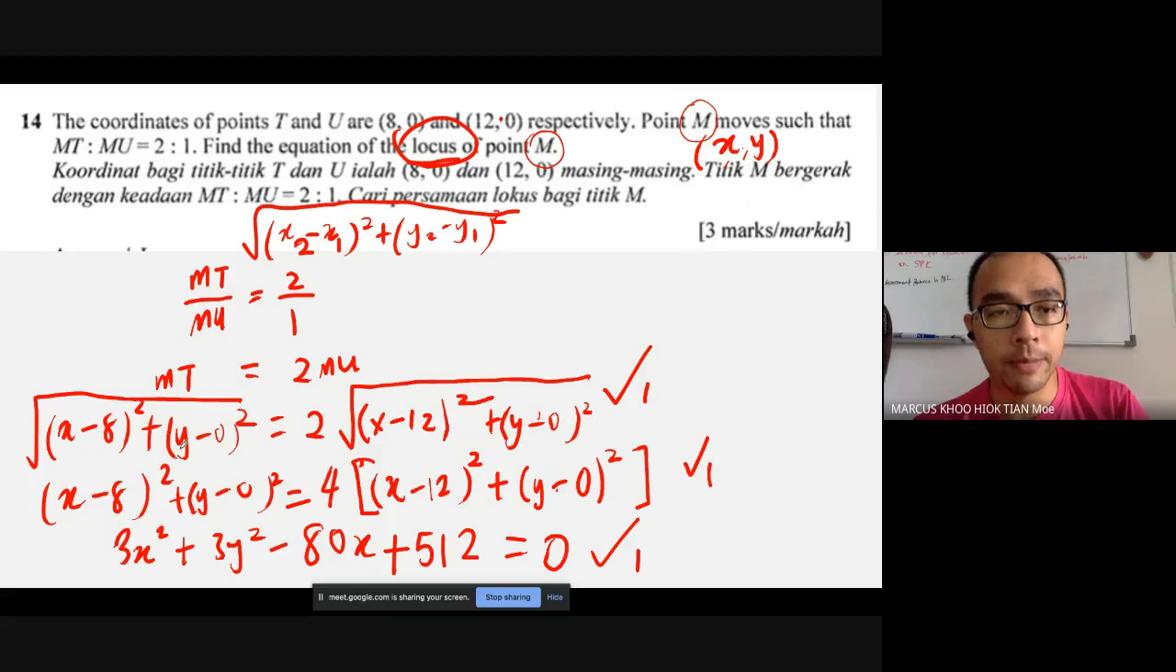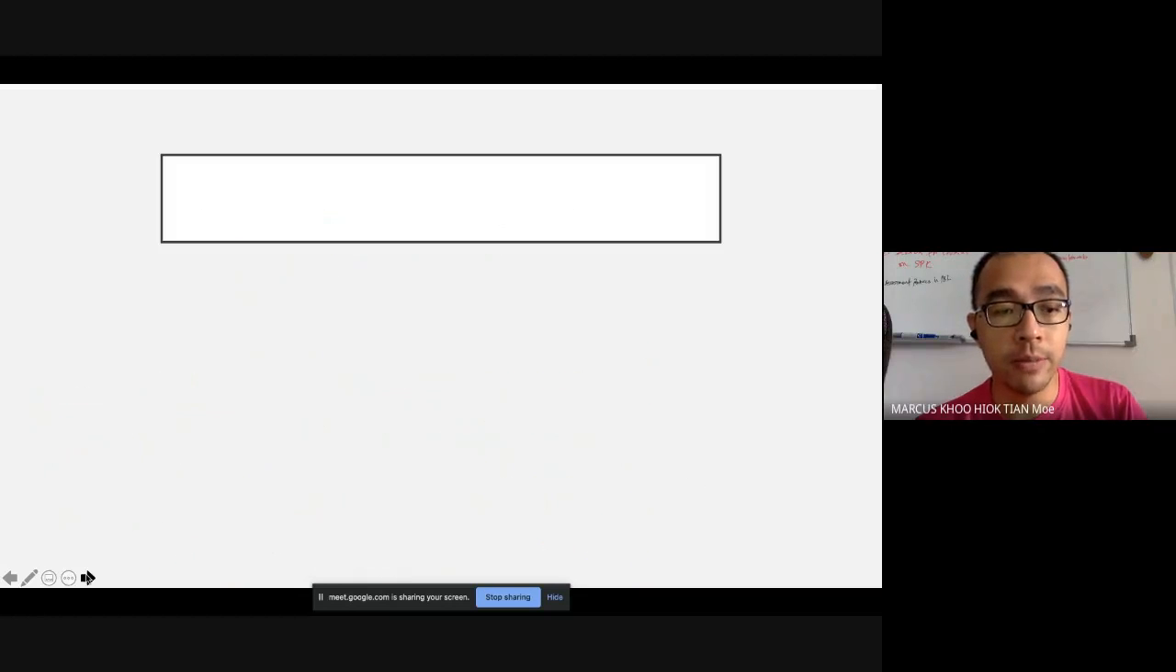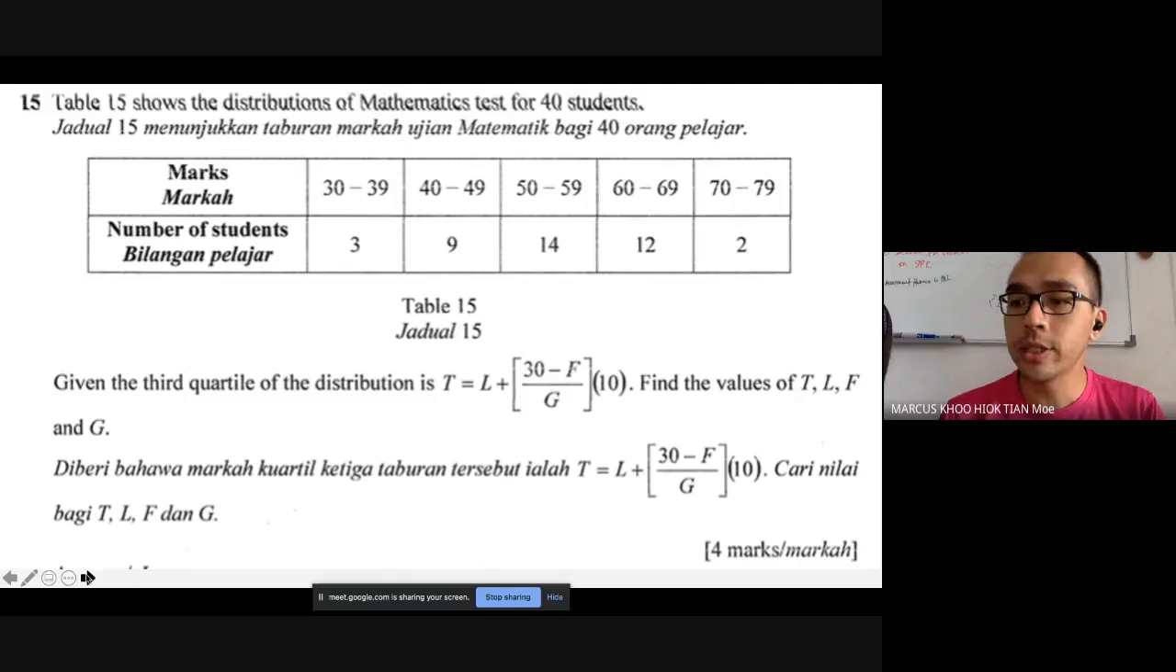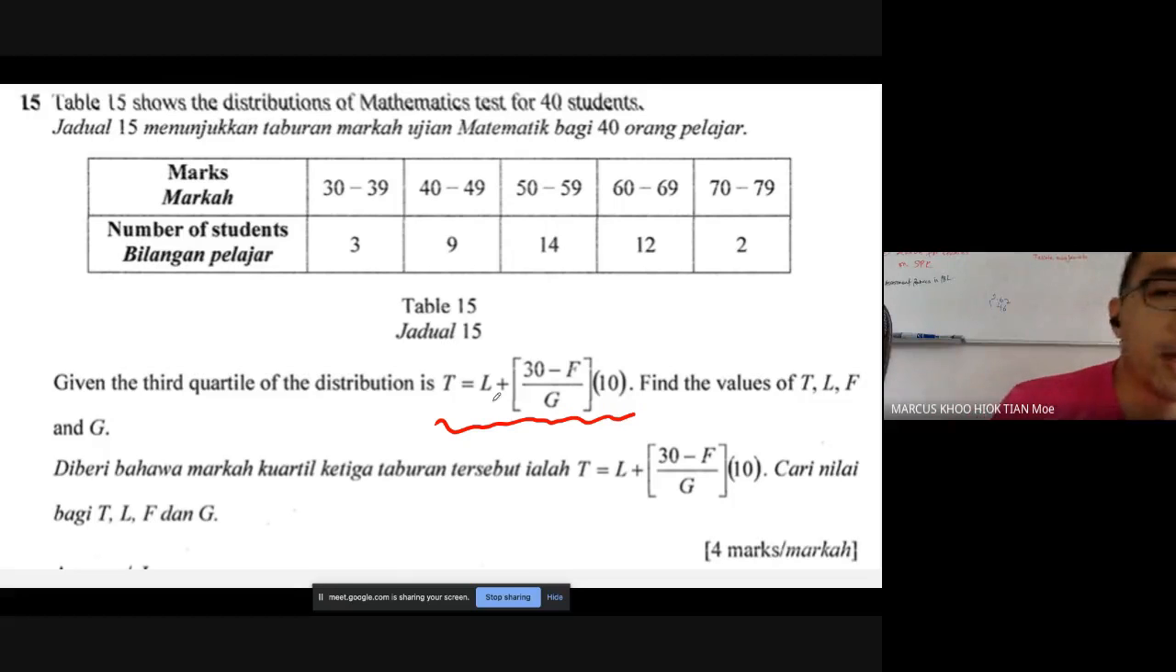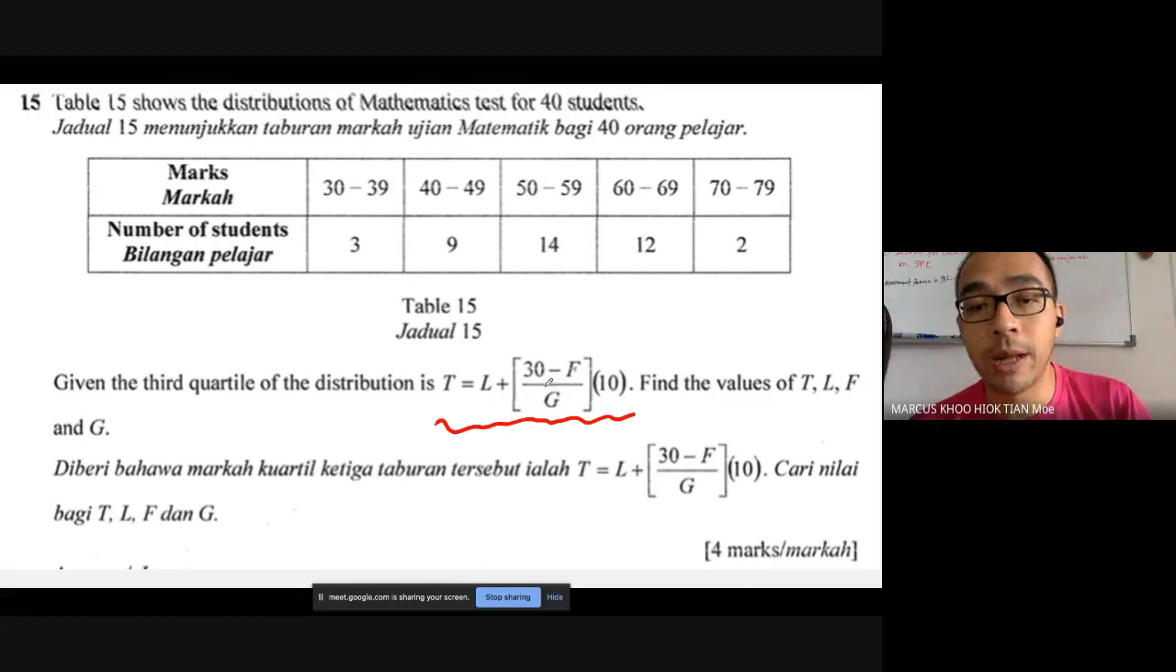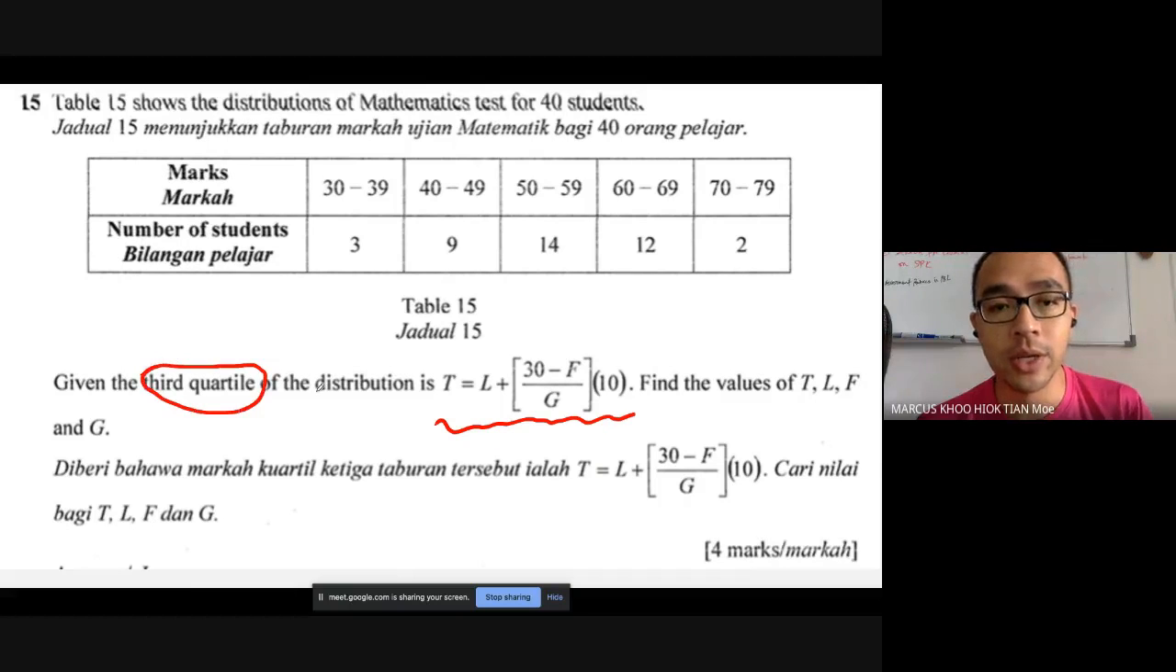Alright, so I'm going to the next question. This next question looks very strange because they give you a formula, like, weird. It seems like you've seen it before, but not really. They say that the third quartile of the distribution is this formula, 30 minus F over G. On this F, G, L, these are all numbers that we are supposed to substitute, but we have to know what the value is.